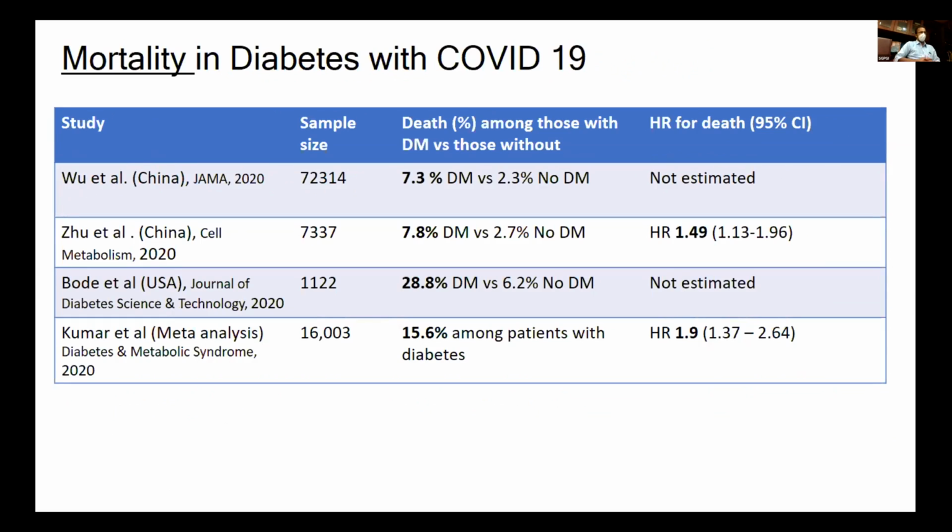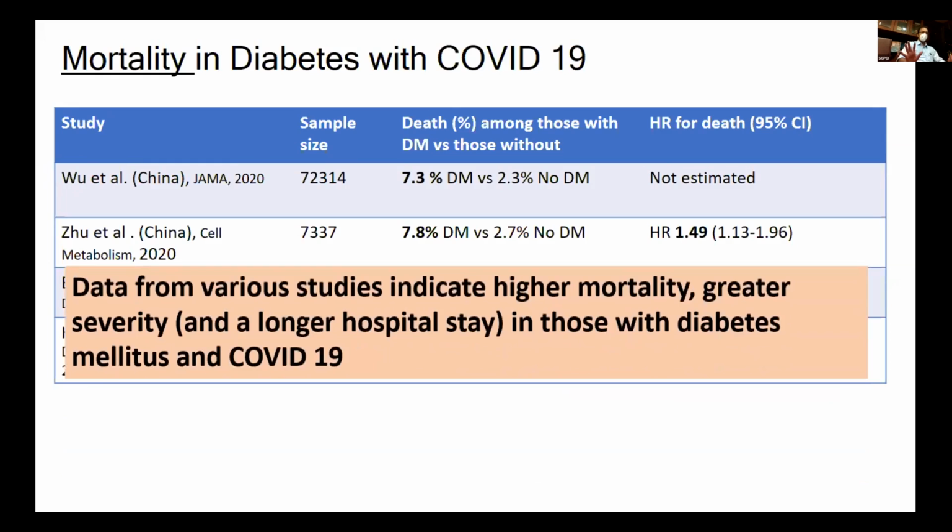Similarly, if we consider hard outcomes such as mortality, in the overall population the mortality is about 2.3% to 6.2%. But among patients who have diabetes, it is almost 3 to 4 times higher. So it is very important to manage diabetes well and to be more careful with people who have diabetes, because it is associated with higher mortality, higher severity, and a prolonged hospital stay.